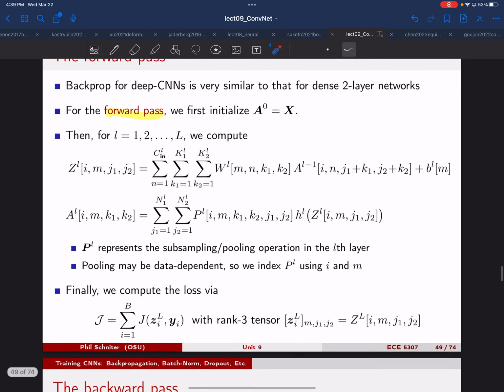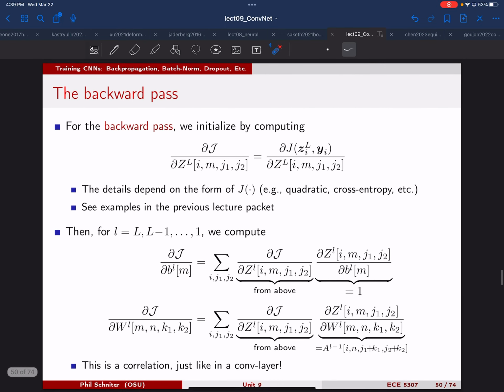Okay, so that's a forward pass. For the backward pass, the procedure is exactly like what we derived in Unit 8. We use the multivariate chain rule. Here, you just have to make sure that you're summing across all the different variables that are appropriate. So, for example, when you do dJ/dB for the bias for layer L and channel M, you have to sum over all the input channels, all the batch elements I, and all the pixels in the image or in the feature map in that layer.